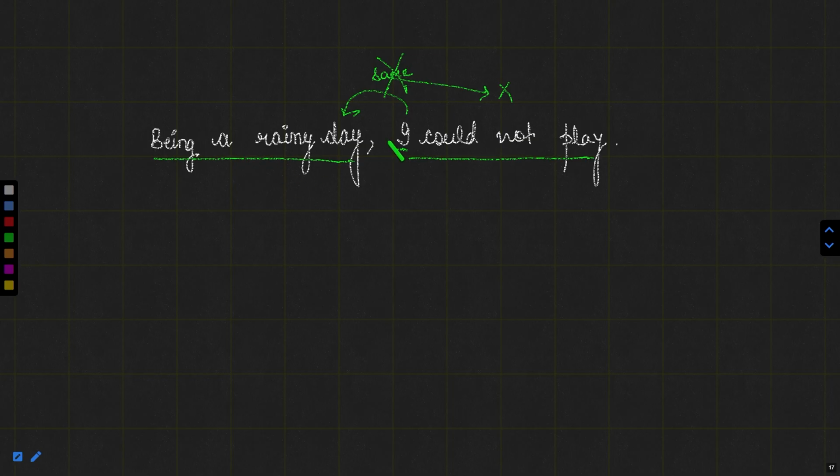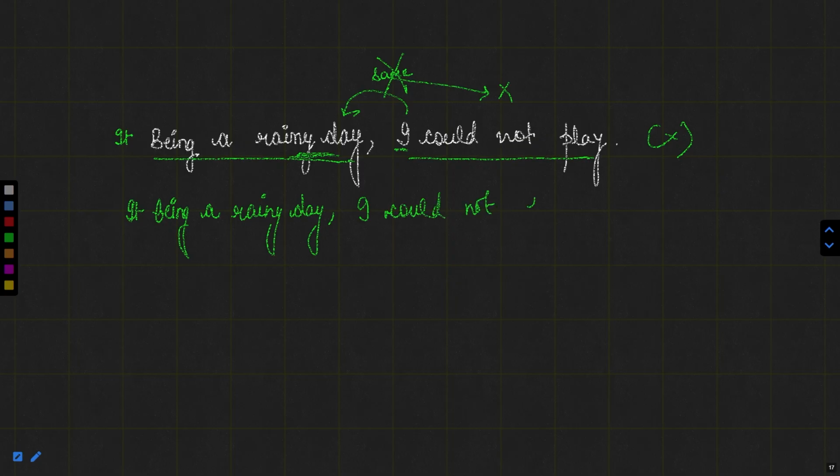But if they are not the same, then the sentence is incorrect. Okay, of course, if you see these two things, I and rainy day, are we both the same? No, not at all. I'm not the rainy day. Of course, that means the sentence is incorrect. And to rectify it, we need to write something for this rainy day, and that will be "it". So if I say, it being a rainy day, I could not play. Now the sentence is absolutely correct.